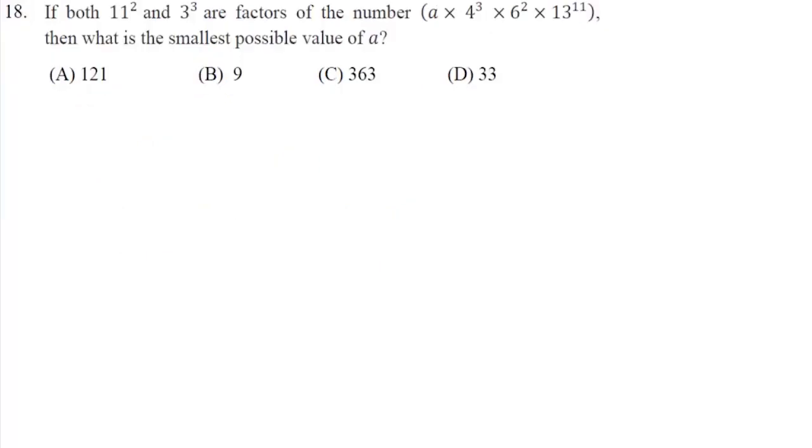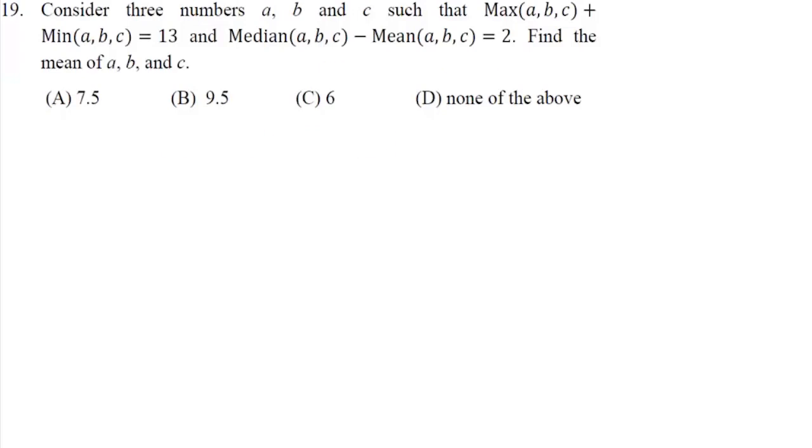Now question number 18 is, if both 11 squared and 3 cubed are factors of the number A into 4 cubed, 6 squared, 13 to the power 11, then the smallest possible value of A is. Now since we have 11 squared here, 11 squared is not present in any of the three numbers. So this A must have 11 squared. And then we must have 3 cubed. Now in 6 squared we have 3 squared. That means we must have one more 3. So the smallest value of A will be 11 squared into 3, which is 121 into 3, and that is 363, and that's your option C.